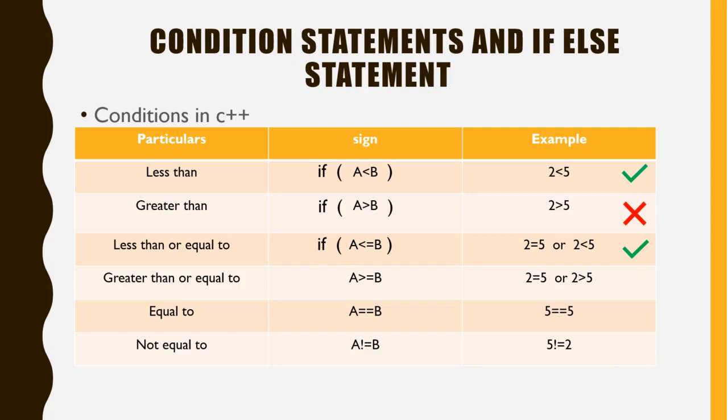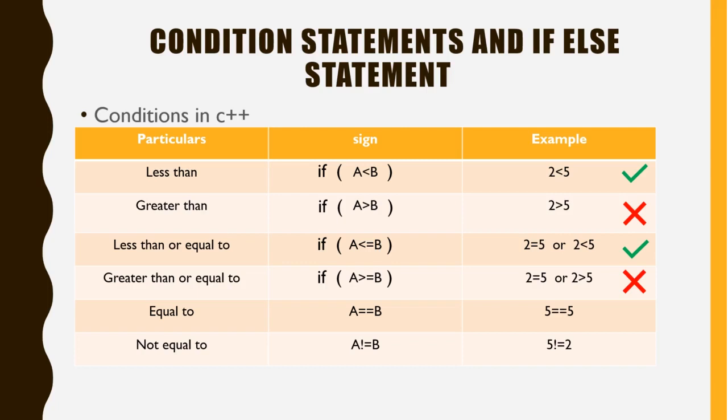Then we have greater than or equal to. Similarly, if a is greater than or equal to b, if we see the example, 2 is equal to 5, which is totally wrong, or 2 is greater than 5, which is also false. So overall this condition is false and it will execute the else statement.